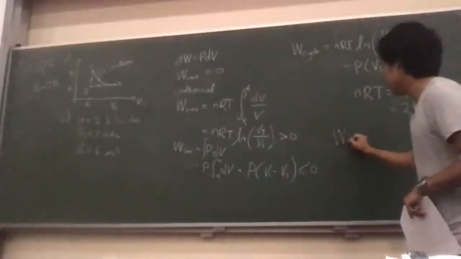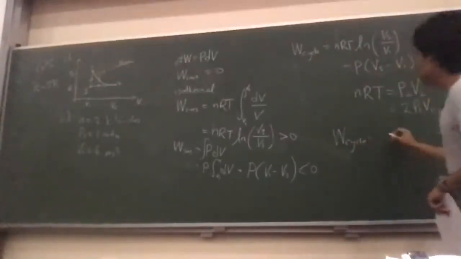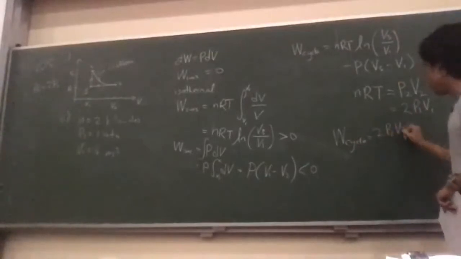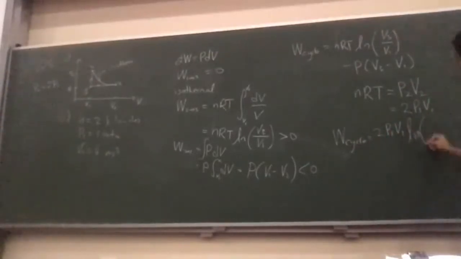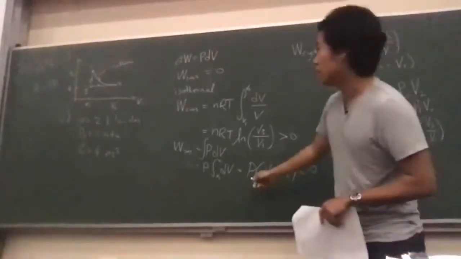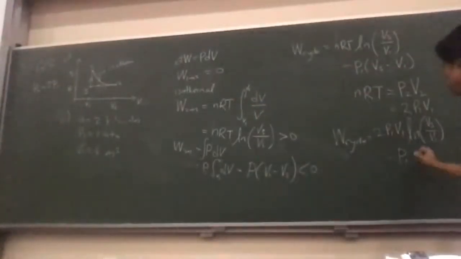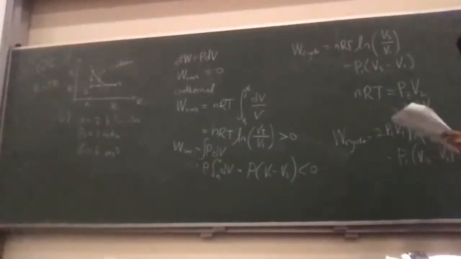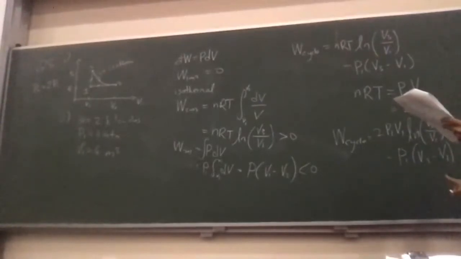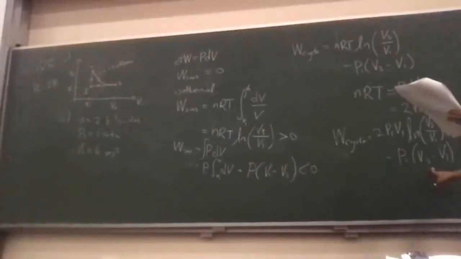So your work over the entire cycle is given by 2 times P1 V1 log of V3 on V1, minus P, which P is that? That was P1. This is P1, times (V3 minus V1). Except V3, we have to figure out what to do here.